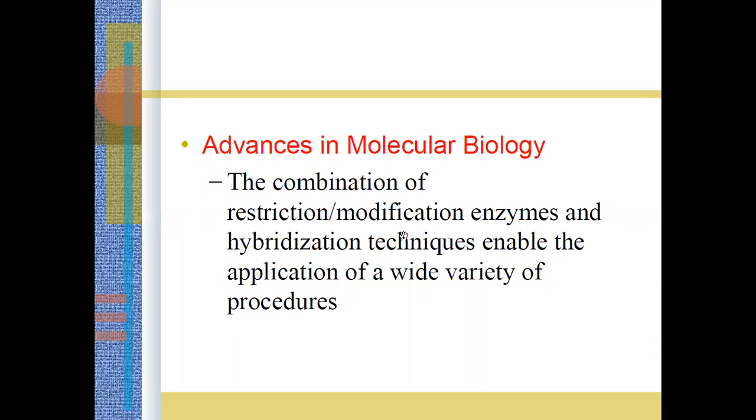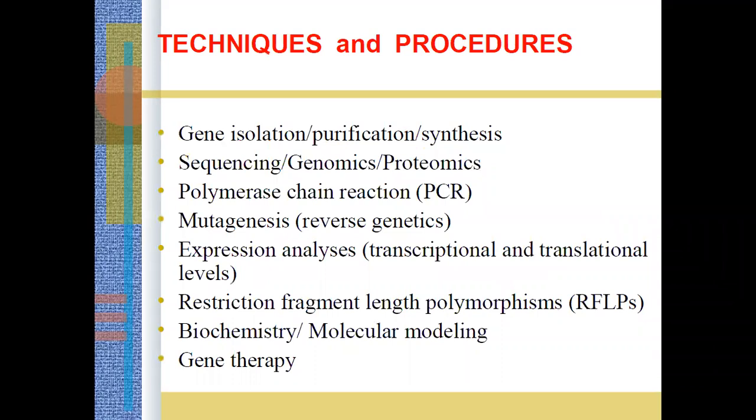Now, various hybridization techniques along with the restriction enzymes enable the application of a wide variety of procedures. Now, the other thing is: what are the techniques and procedures which we will use in this branch? The gene has to be isolated. For example, DNA and RNA have to be isolated if we want them to be incorporated into another organism. It should be purified, and we can also synthesize a particular gene or DNA of interest. So the techniques and procedures we will use are gene isolation, purification and synthesis.